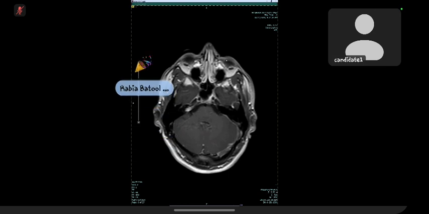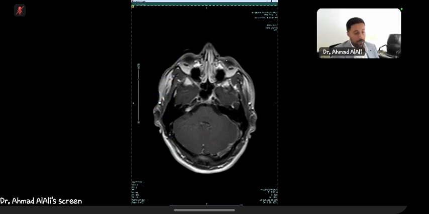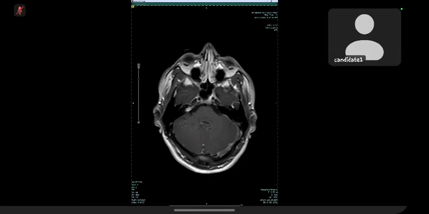So any differential diagnosis other than infectious pathology? Malignancy can be one possibility. If there is a known case of the primary, then the leptomeningeal and the pachymeningeal metastasis can occur, and the malignancy can predispose to dural venous sinus thrombosis as well.